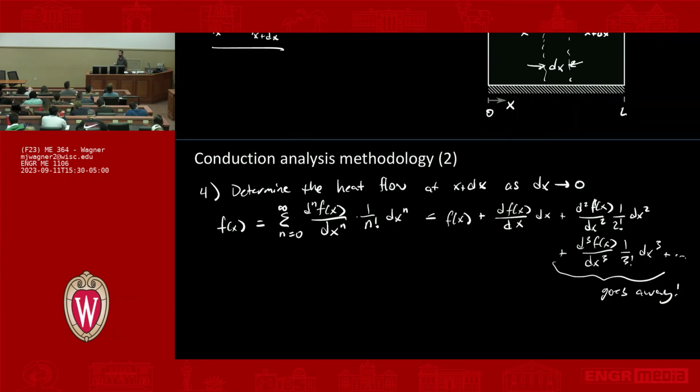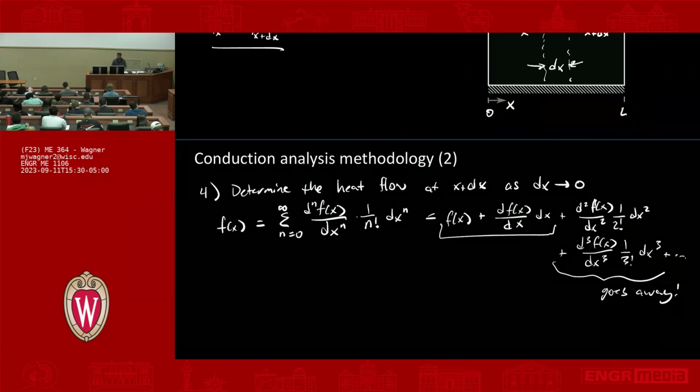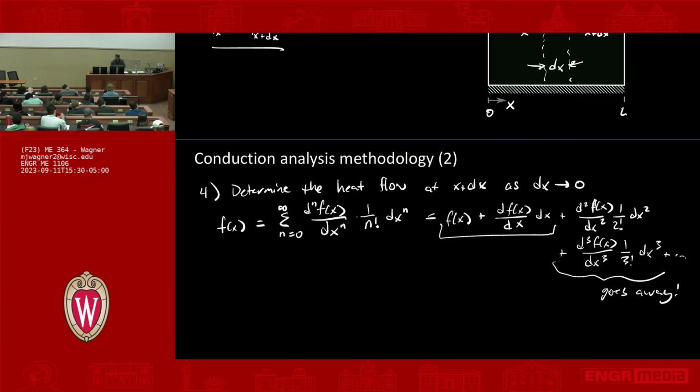So as long as we're taking a differentially small control volume, we can model the rate of heat transfer, the change in the rate of heat transfer, using this Taylor series expansion with only these first two terms here. This is where our model comes from. Okay, so we're going to now actually plug this in or apply it to our situation.